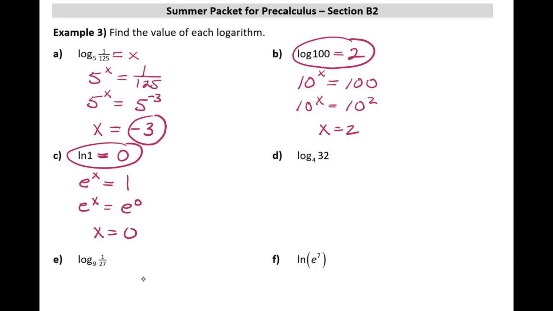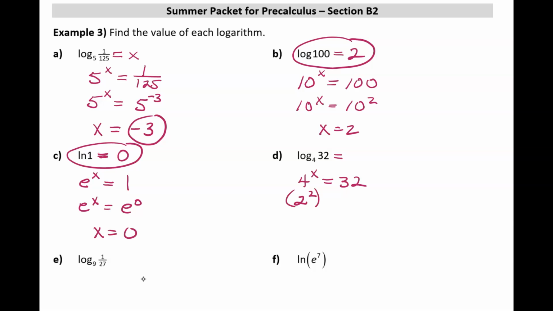In D, log base 4 of 32, we're going to solve the equation 4 raised to the I don't know, since we don't know what goes on the opposite side of the equal sign from the logarithm, that's the exponent, equals 32. Now this one's just a little bit more complicated to solve. 32 is not a power of 4. So what we can do though is we can write these both in common bases.